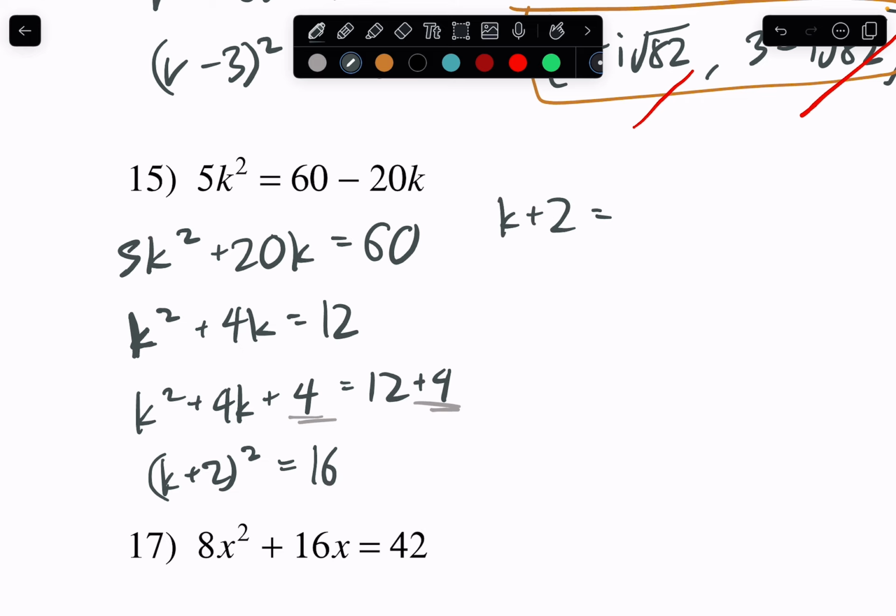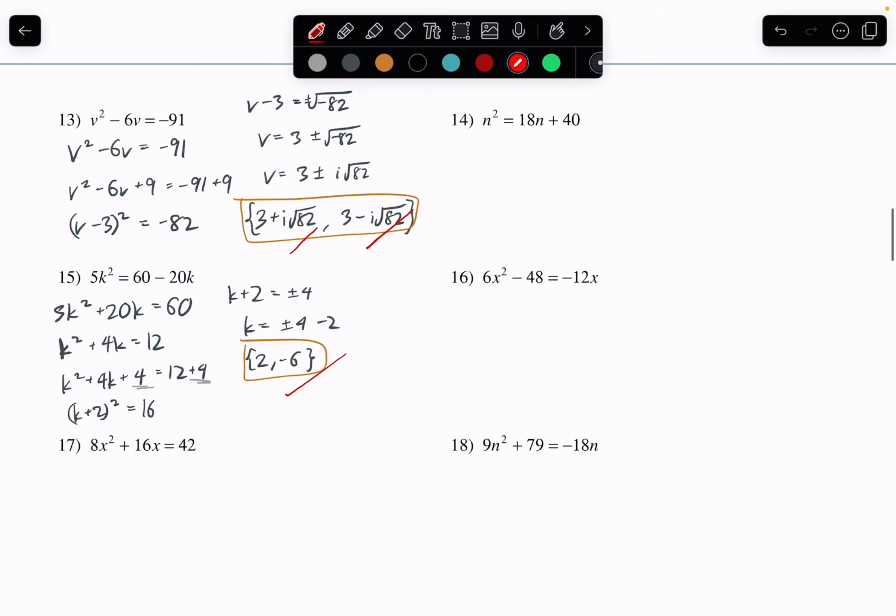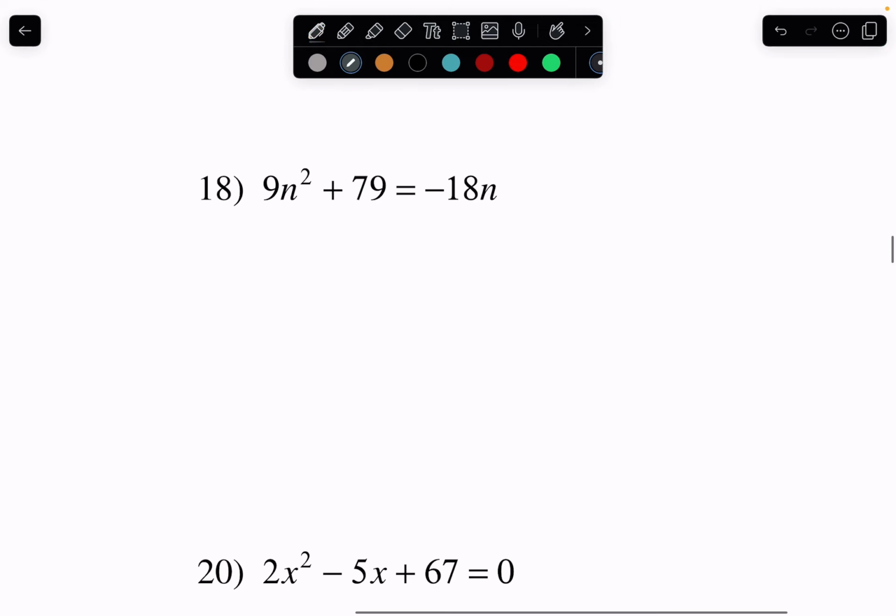k plus 2 is equal to plus minus 4. Okay, plus 4 minus 2, that's going to be 2, negative 6. That is correct. This is correct. How about number 18?